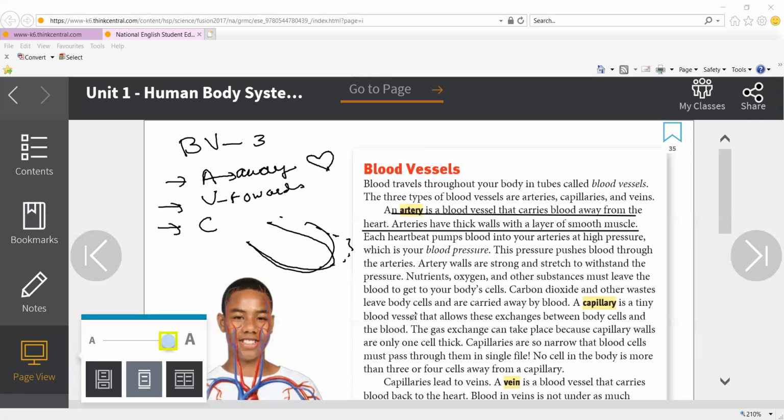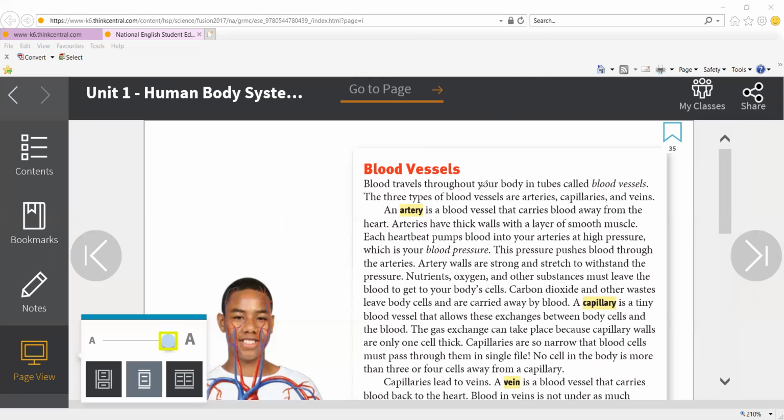These are blood vessels that allow exchange with body cells, the exchange of gas, because capillary walls are only one cell thick. Capillaries are so narrow that blood cells must pass through them in single file. No cell in the body is more than 3 or 4 cells away from a capillary, which means we have so many capillaries.